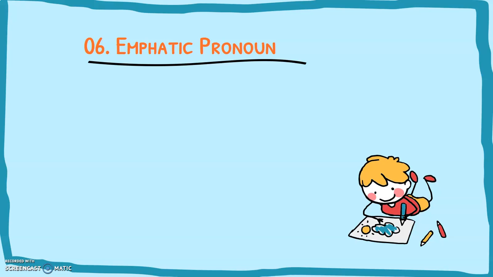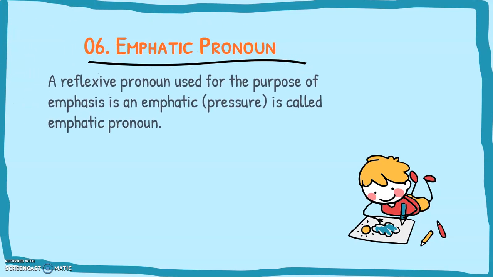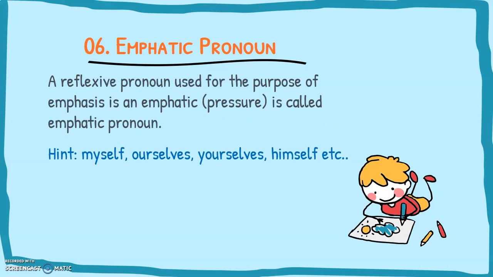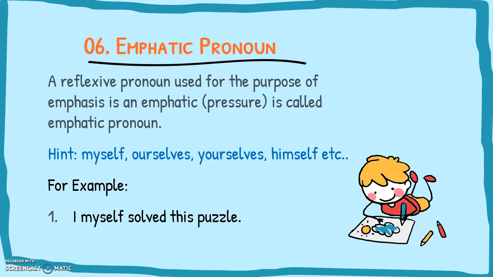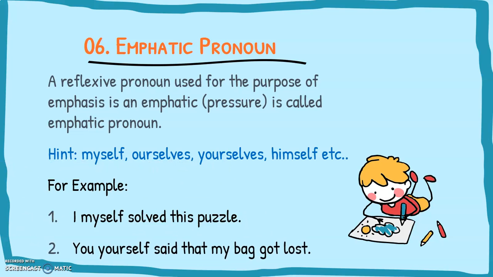What is an emphatic pronoun? A reflexive pronoun used for the purpose of emphasizing is called an emphatic pronoun. The hint words are the same as the reflexive, that is myself, ourselves, yourself, and himself. For example, first one, I myself solved this puzzle. And second is, you yourself said that my bag got lost. Now you'll find myself and yourself.